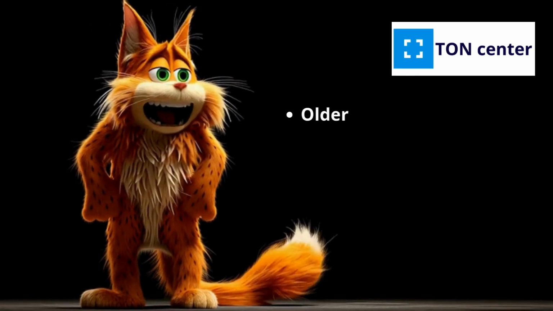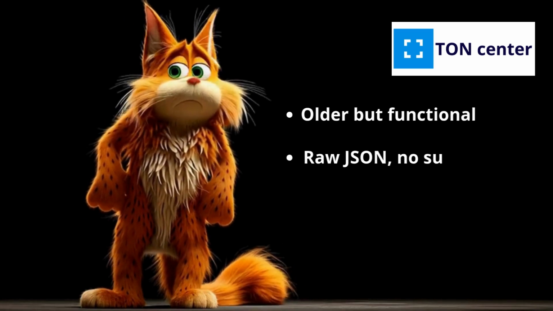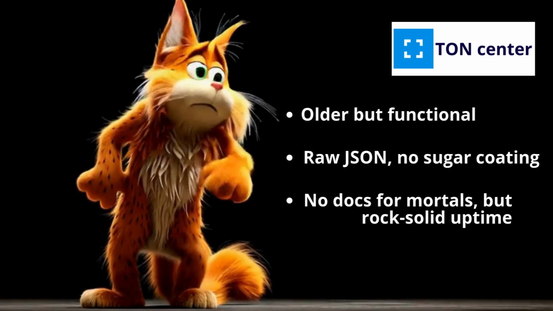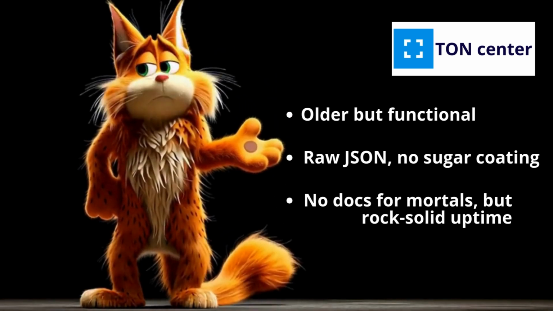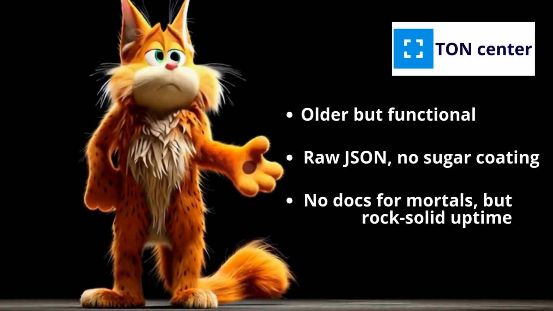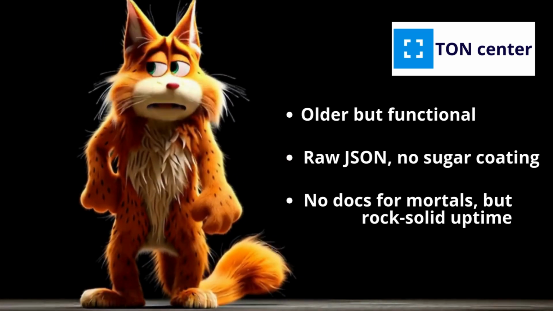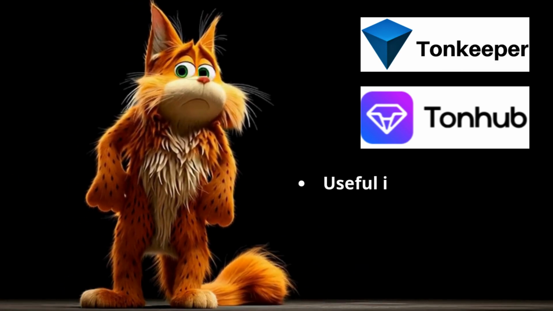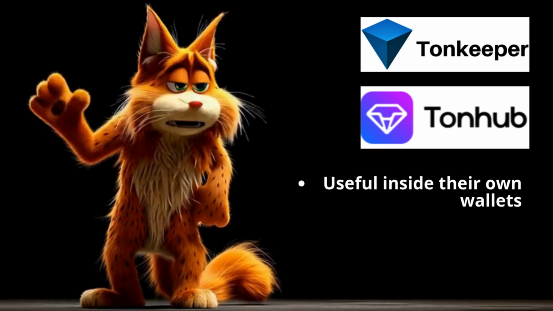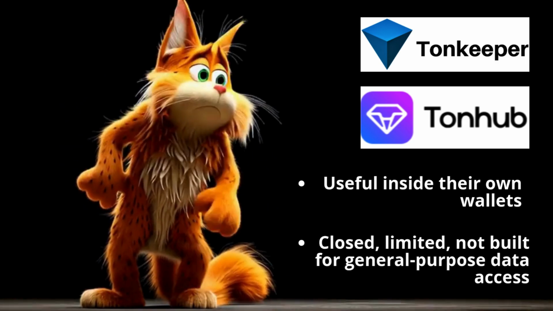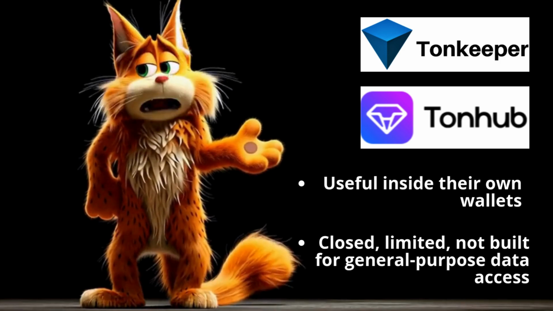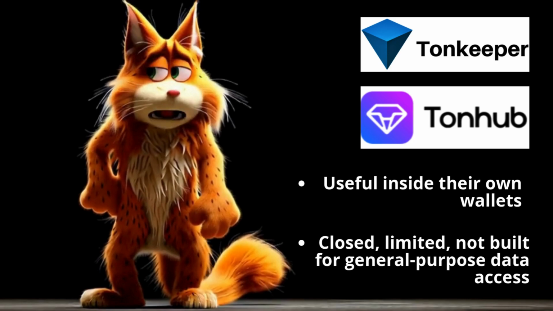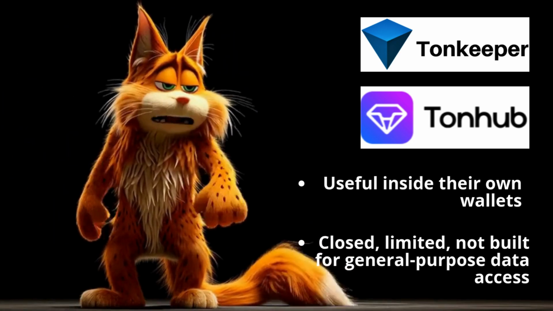Toncenter. Older but functional, raw JSON, no sugar coating, no docs for mortals, but rock solid uptime. Verdict, if you know what you're doing, it works. If you don't, it teaches you the hard way. Tonkeeper and Tonhub APIs. Useful inside their own wallets. Closed, limited, not built for general purpose data access. Verdict, great for wallet teams. Not really open playgrounds for external devs.